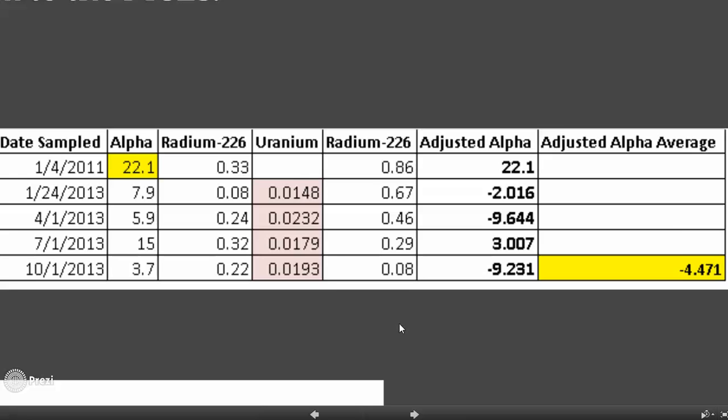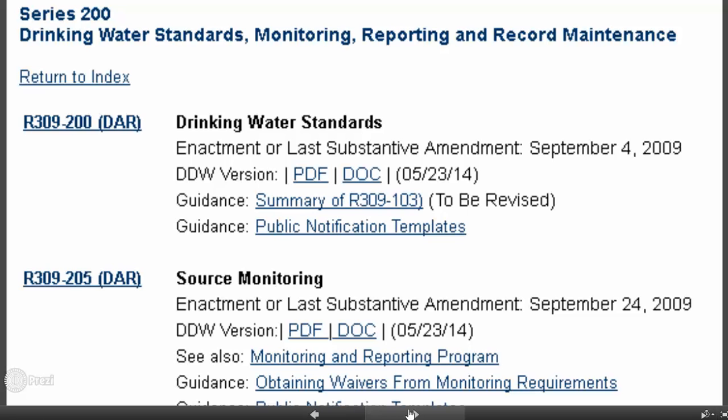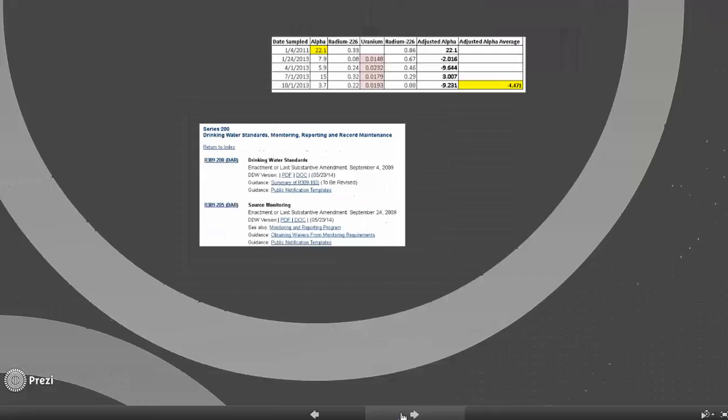So that's happened to quite a few sources in the state of Utah over the past few years. Anyway, that's what happens if you go over the MCL. So the rule itself, you can find it on our website, which again is drinkingwater.utah.gov. The R309-200 is where you can see the MCLs. And R309-205 is where the source monitoring is. So that's where you'll find the information about quarterly, once every 3, 6, or 9 years. So that's the rule reference.